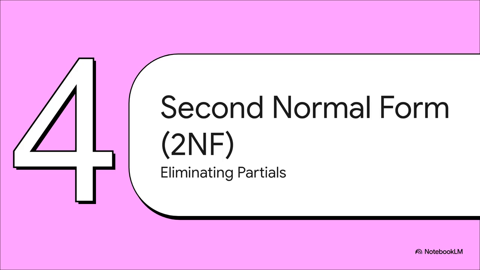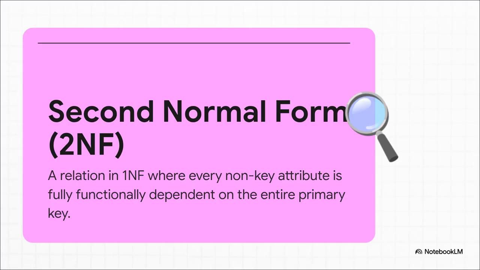And you only run into this kind of issue in tables that have a composite primary key. That's just a key made up of 2 or more columns, like that client no, property no key we just saw. What this really means is that every other piece of information in that row has to be about the whole key. It can't just be about one piece of the key. So in our client rental table, every column should be describing the specific rental agreement between that client and that property, not just info about the client or just info about the property.